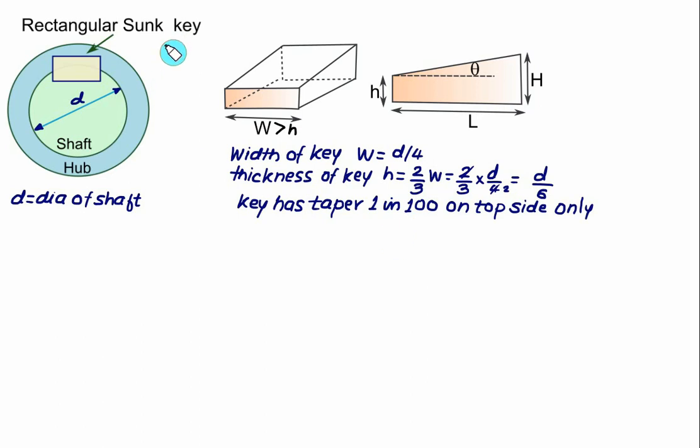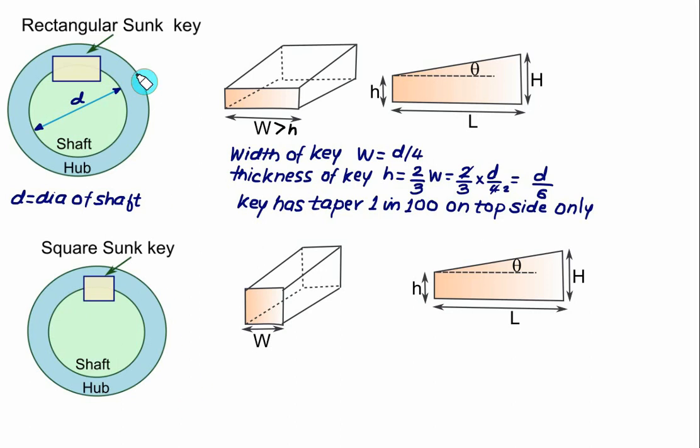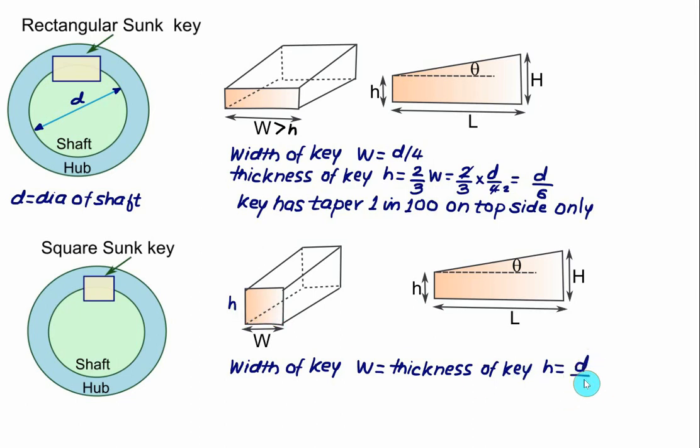Similar to the rectangular sunk key, we have a square sunk key. The only difference between the rectangular sunk key and the square sunk key is the cross section of the key. In the rectangular sunk key, we have a rectangular cross section where width is greater than the thickness. But in the case of the square sunk key, the width and the height are equal. So in this case, the width of the key W is the same as the thickness of the key, that is equal to h, and is equal to d by 4.